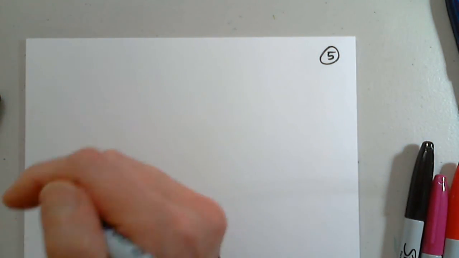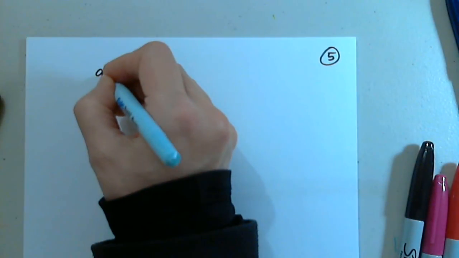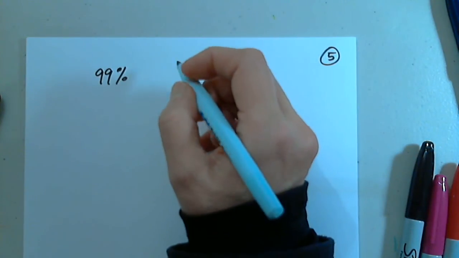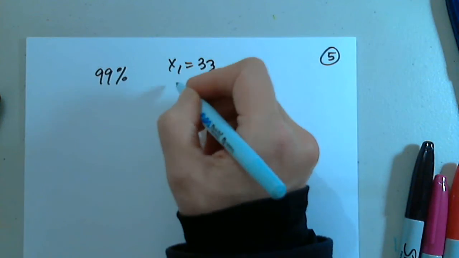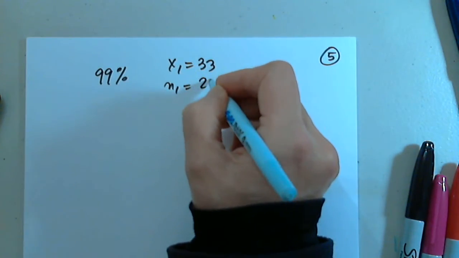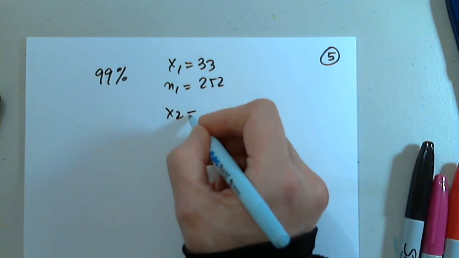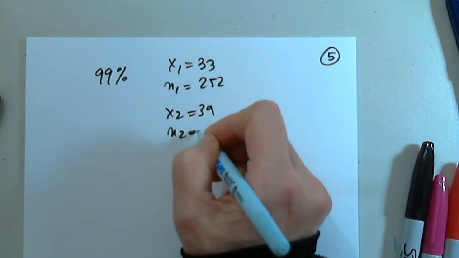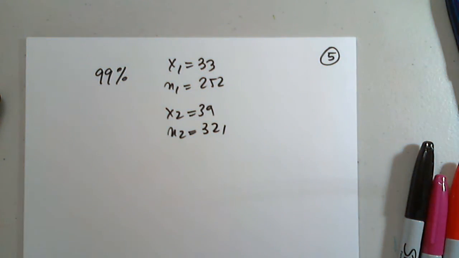So we're asking what level? 99. So they want 99%. And x1 is 33, n1 is 252, x2 is 39, and n2 is 321.